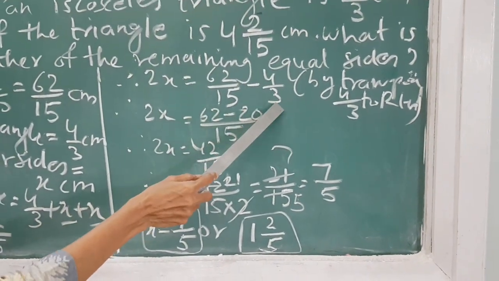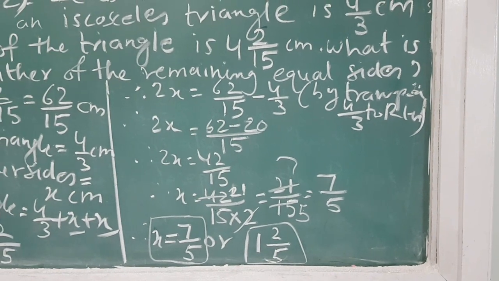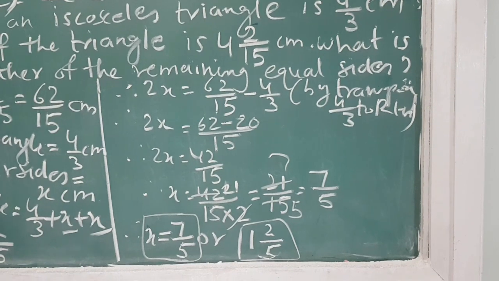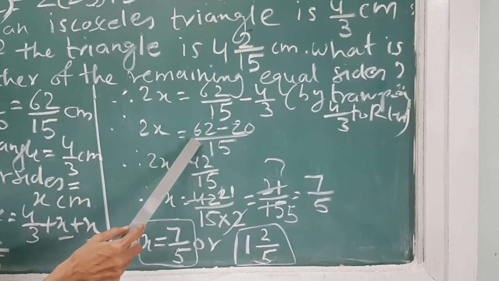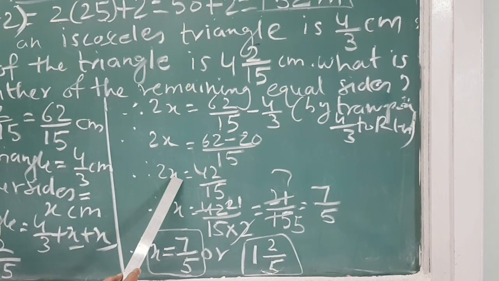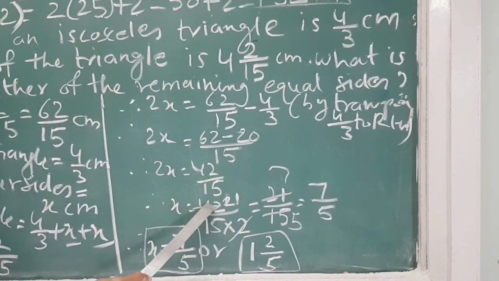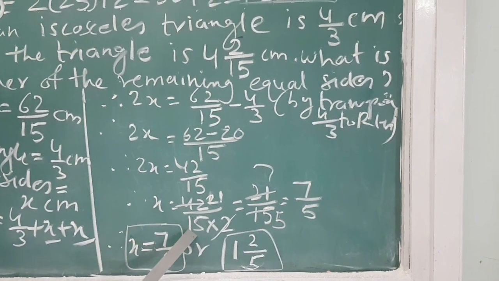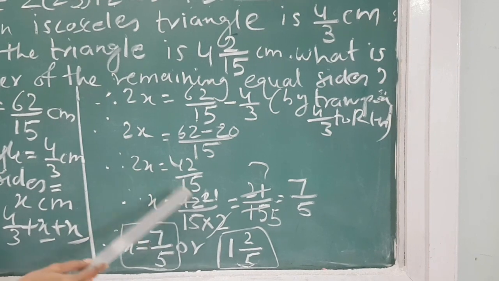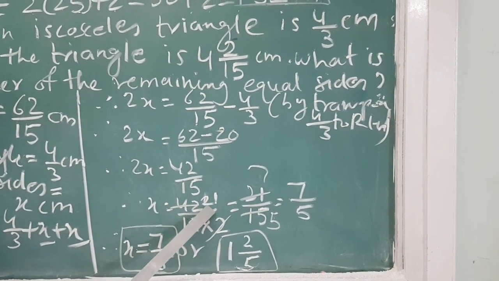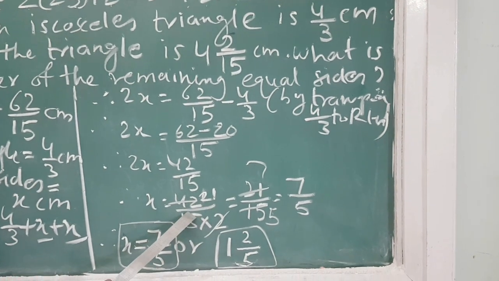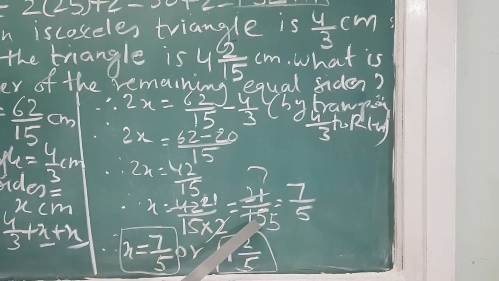Now 15 and 3, different denominators. So first we are supposed to find the LCM. The LCM of 15 and 3 will be 15. Therefore 2x is equal to 62 minus 20 upon 15. Therefore 2x is equal to 42 upon 15. Therefore x is equal to, this 2 will come down, multiply will become divide. So 42 upon 15 into 2. 2 ones are 2, 2 21s are 42. Is equal to 21 upon 15.